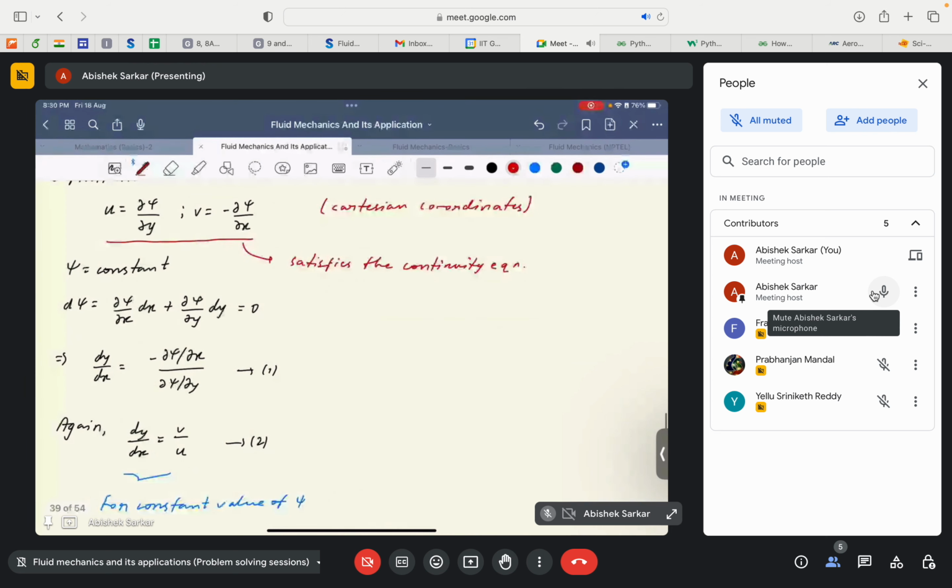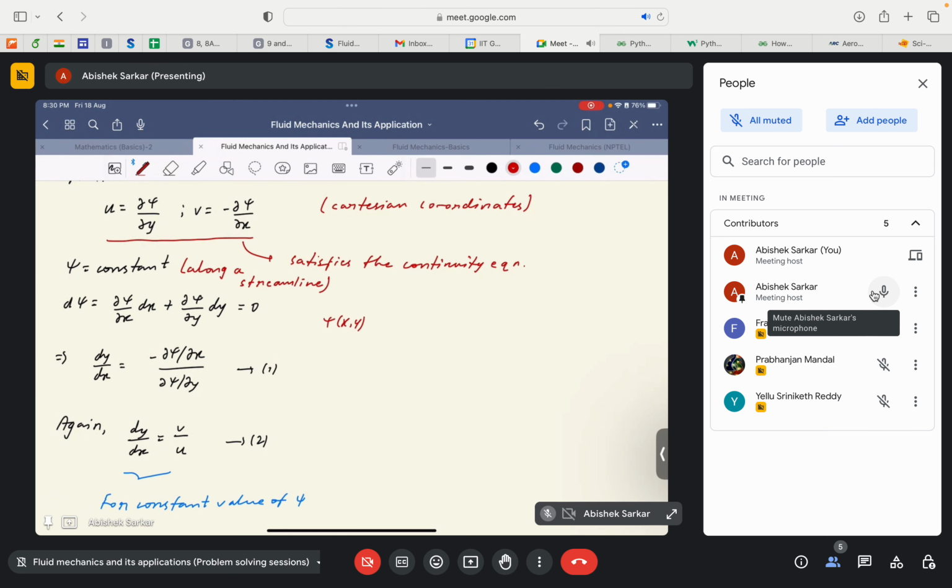Now, since psi is constant along a streamline, the derivative of psi can be written as dou psi by dou x dx plus dou psi by dou y dy. This is the definition of a complete derivative of psi, if psi is a function of x and y. Since psi is constant along a streamline, d psi will be equal to 0, right?